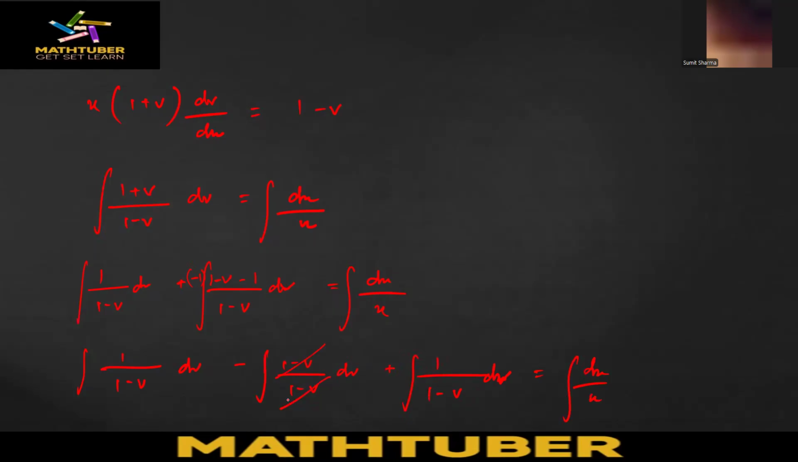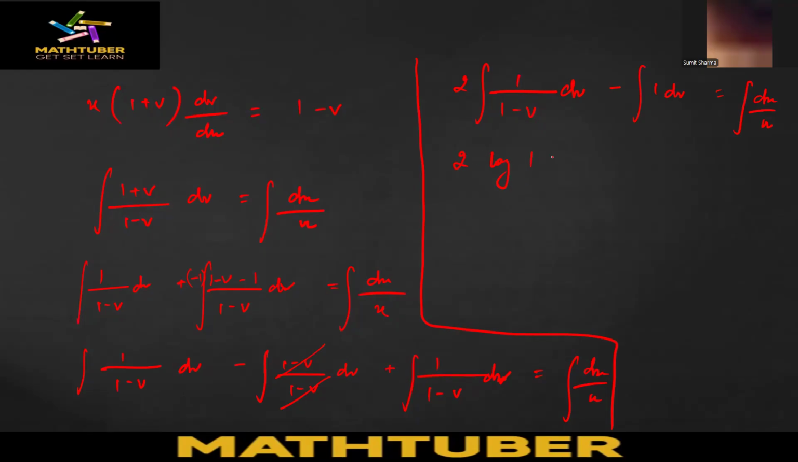So yeah, this will get cancelled. This will become 1 dv. And you can see 1 upon 1 minus v, 1 upon 1 minus v, there are two terms of the same kind. So we can take it as 2 into 1 upon 1 minus v dv minus 1 dv is equal to dx upon x.